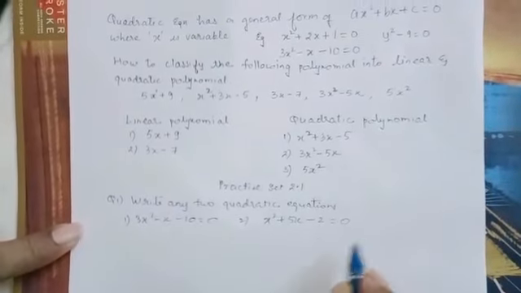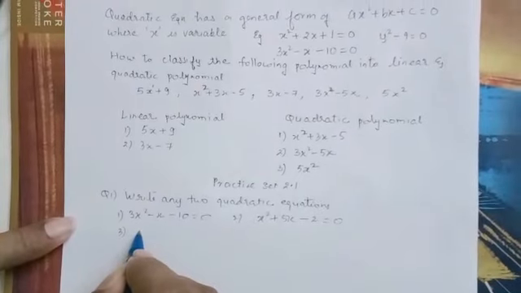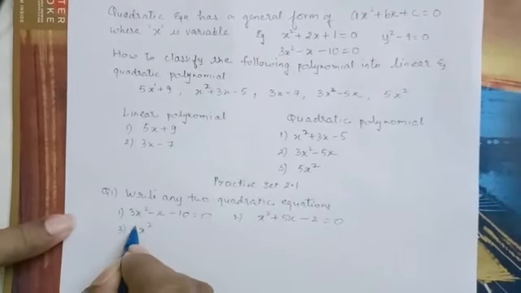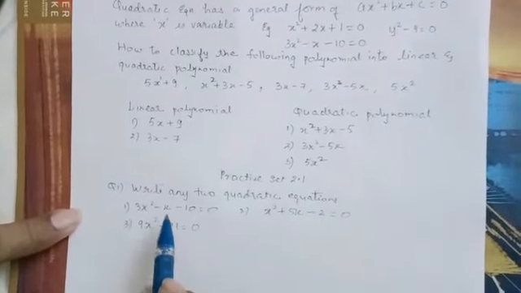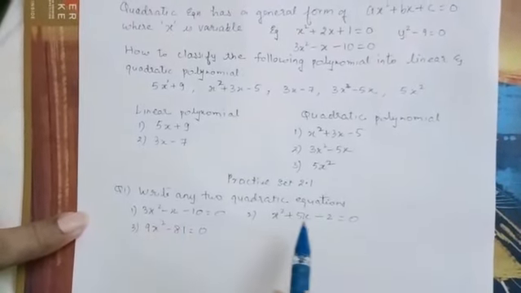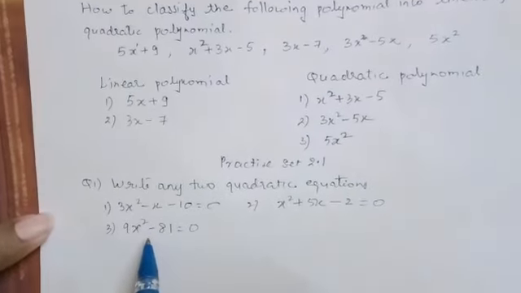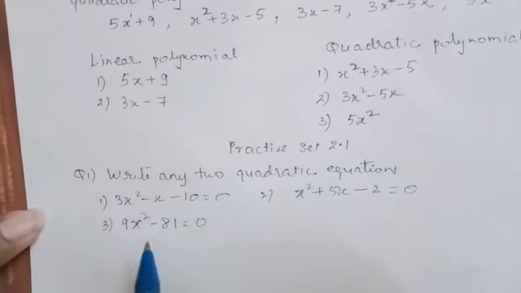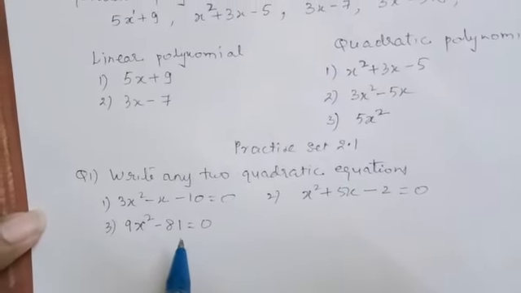You can write any one more example if I choose, it can be 9x square minus 81 is equal to 0. This one has a middle term x, this also has a middle term x, but this example does not have the middle term x, though it is a quadratic equation. Remember, this is also a quadratic equation.